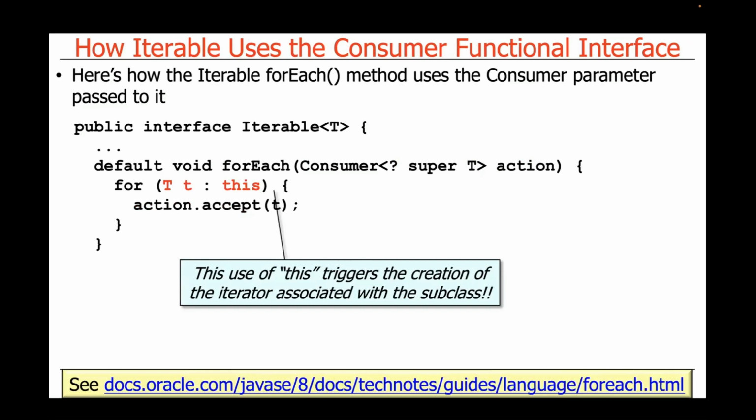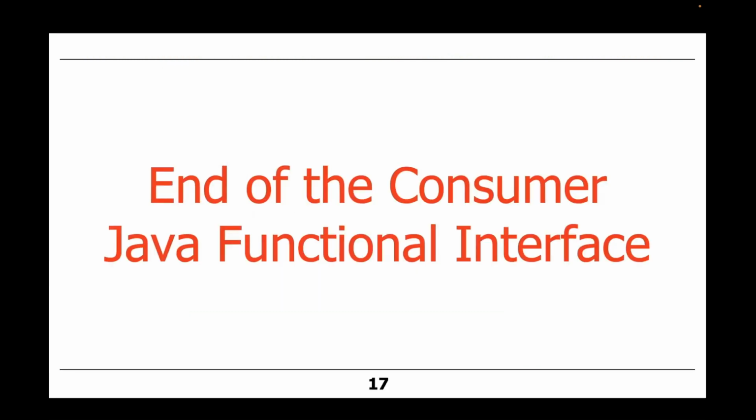By the way, if you use this particular style of programming where you say for (T t : this), that triggers the creation of the iterator that's associated with this particular class, the subclass. In this case, it would be ArrayList, for example. And so this is a little bit mysterious. You have to do a little digging to figure out that's the way things work. But a for-each loop will have that effect. It triggers the iterator, which will create the object that will then walk through each of these elements one at a time. So that's the end of the discussion of the consumer Java functional interface.